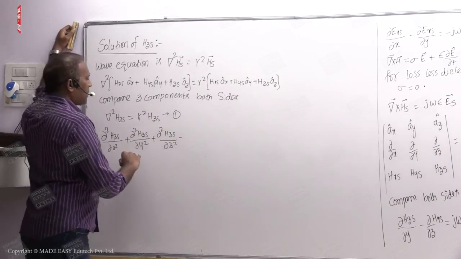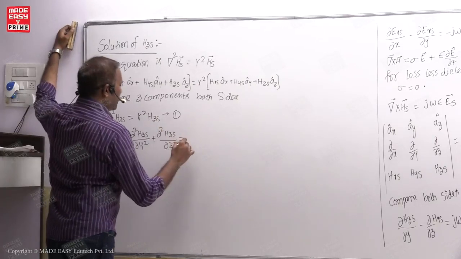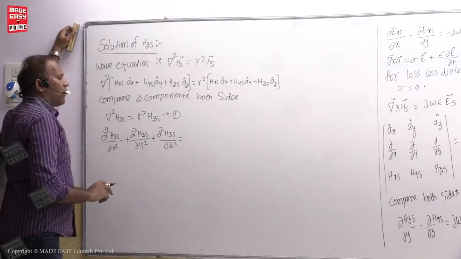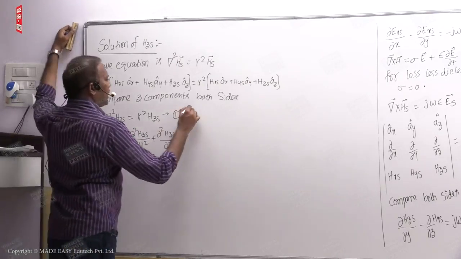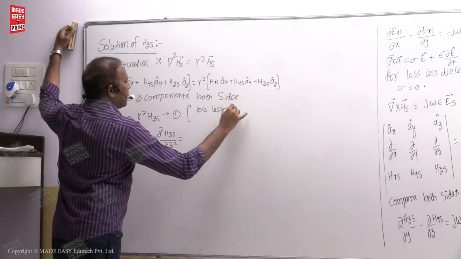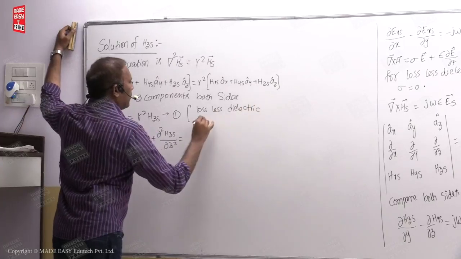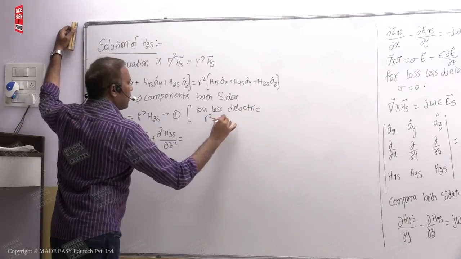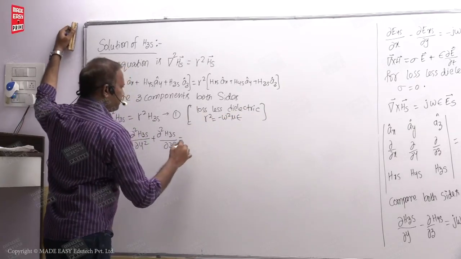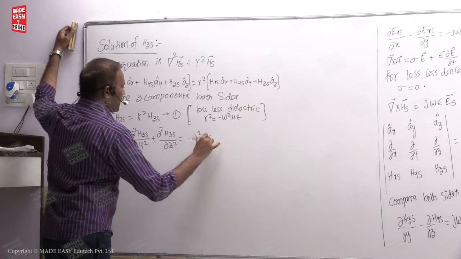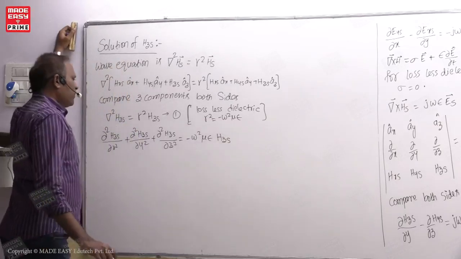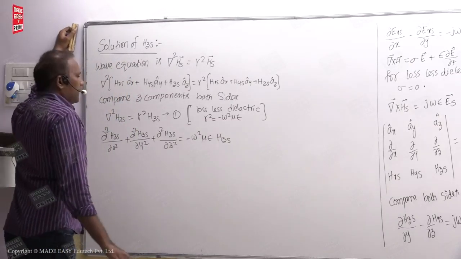You can write here minus gamma square Hzs, or otherwise gamma square Hzs. So dear students, do you know what this gamma square is for a lossless dielectric? For a lossless dielectric, we already know gamma square is equal to minus omega square mu epsilon. So that is nothing but minus omega square mu epsilon Hzs, students.